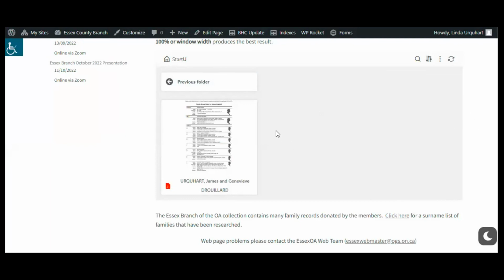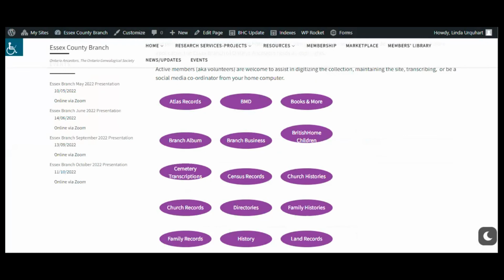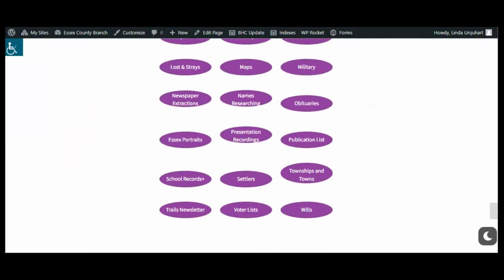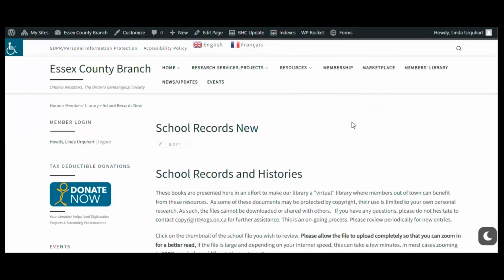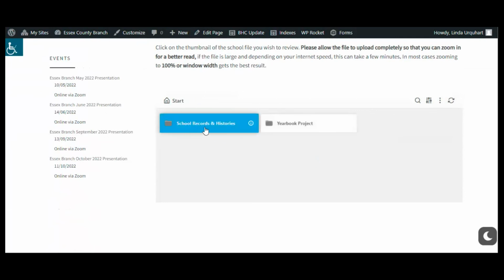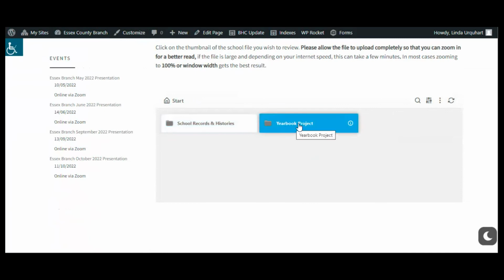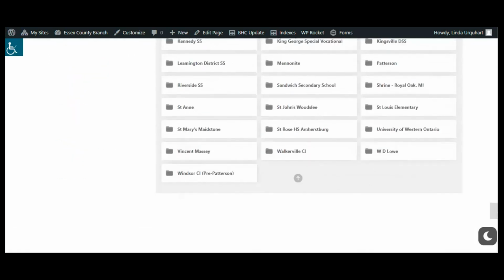When you get out of a file, you can go to the previous folder. And as you know, I was in the family histories. Otherwise, I just go right back to the members only and look at some more. So for example, schools, the categories of what we include in schools are some school records and histories. There's a few of those. And there's the yearbook project, which is very popular. If I open that, I can see all the different names of the schools that we have yearbooks from.